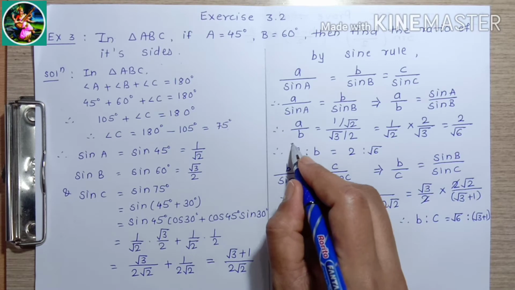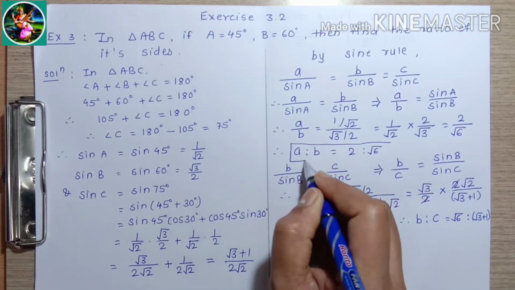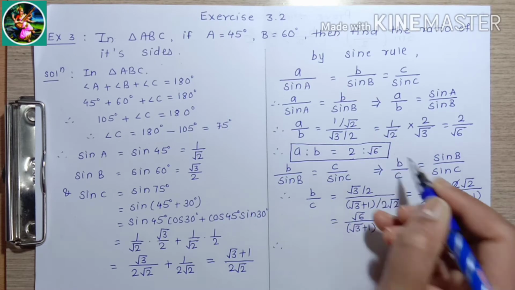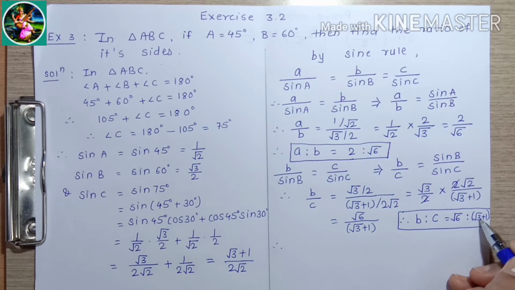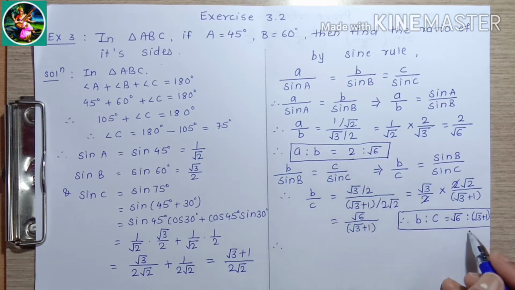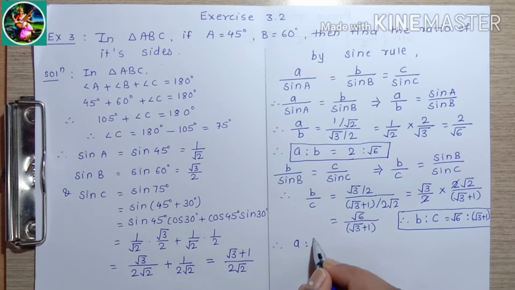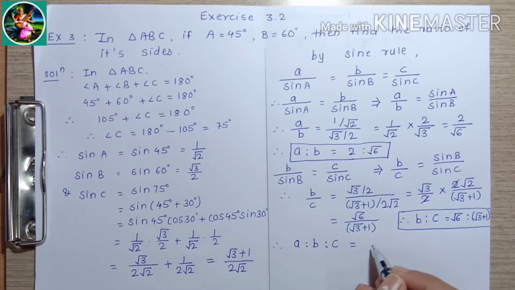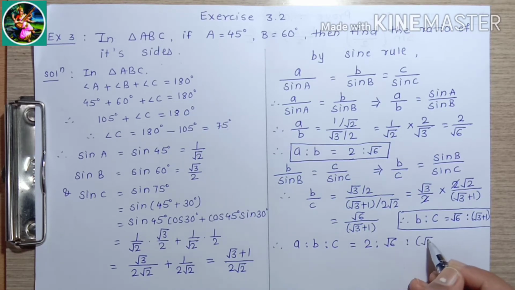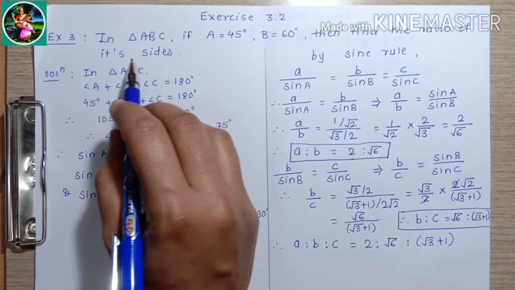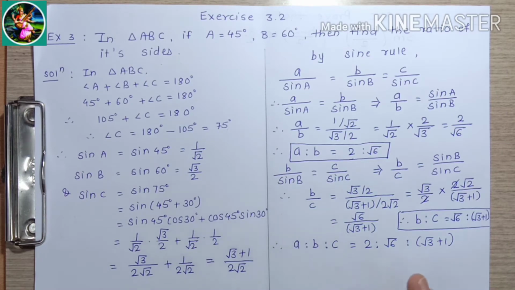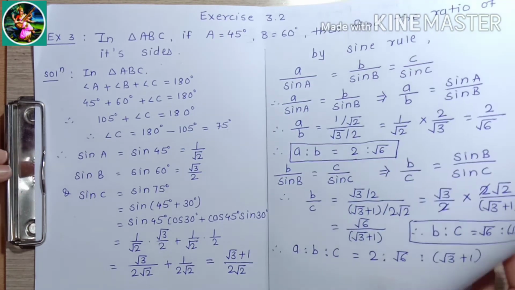Therefore, here we have A is to B is equal to 2 is to root 6, and B is to C is root 6 is to root 3 plus 1. If we combine these two, we get A is to B is to C is equal to 2 is to root 6 is to root 3 plus 1. In that way, we have found the ratio of the sides of the given triangle ABC. Now we are going to solve the next example.